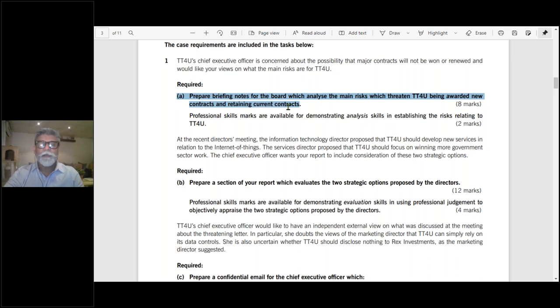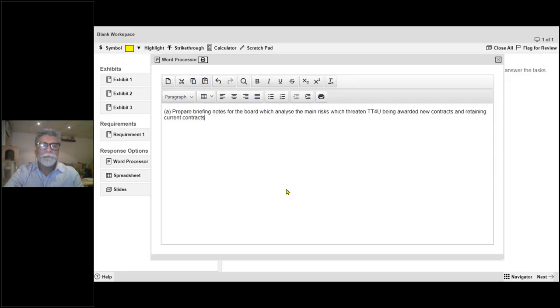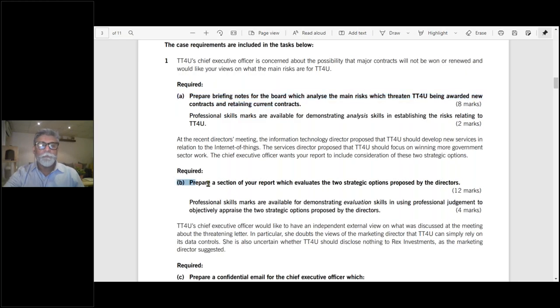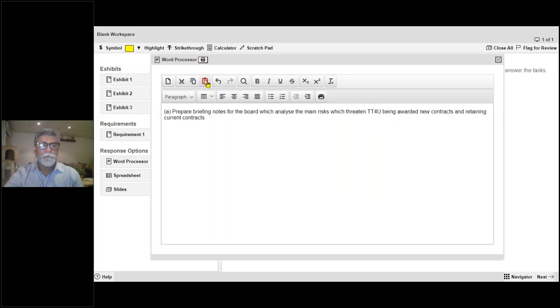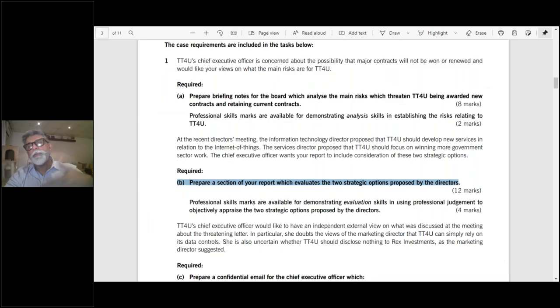Control C, Alt Tab, and I press this button. Done. Enter, enter, enter. Please do this. Copy the first requirement, paste it on your word processor, and then press Enter three times. Again, I will go back, copy part B, Control C, Alt Tab, and press this one. Done. Enter, enter. Maybe two times is also enough. Okay. So please, now you are on your own. Quickly copy all the requirements and bring them over.